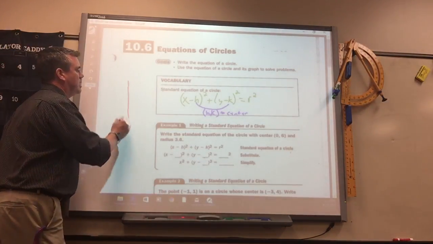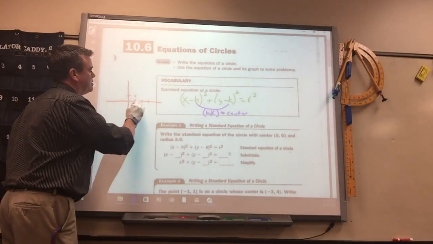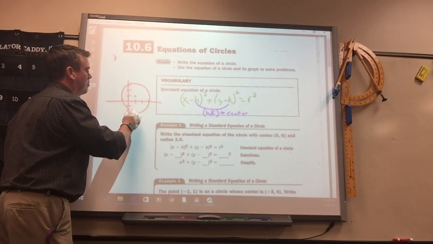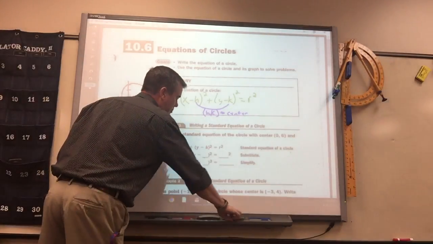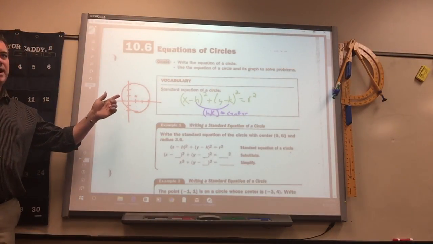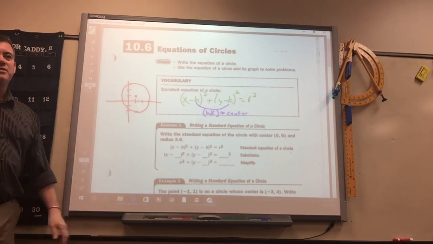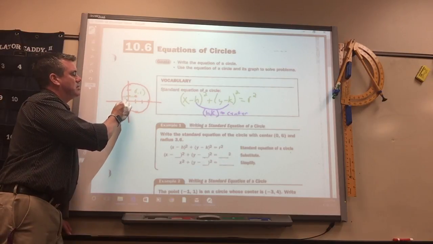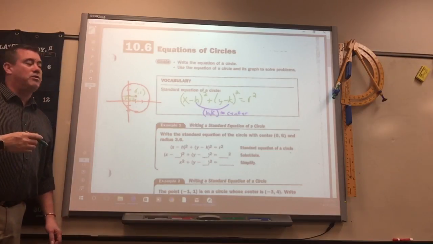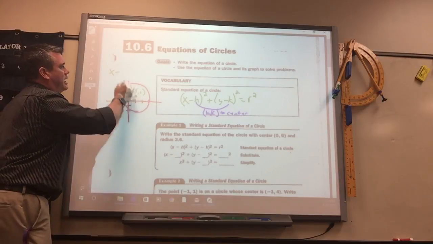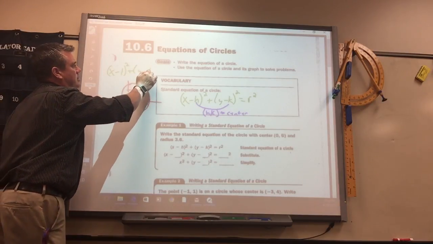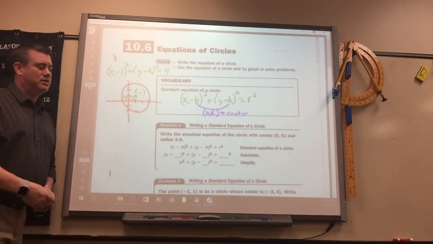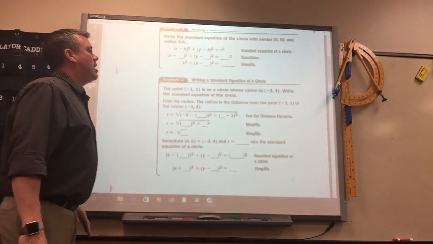So, for example, if you had a circle like this, it's not a great circle, but anyway. If I had this circle on a graph, everyone watch so you know how to do this. What's the center of the circle? 1, 1. And what is the radius of the circle? 2. That's all you need to know in order to write an equation of a circle. It's going to be x minus the h squared plus y minus the k squared equals the radius squared, which would be 4. So that's all we're doing today. Writing equations of circles. So we're just writing the equation? Yep.